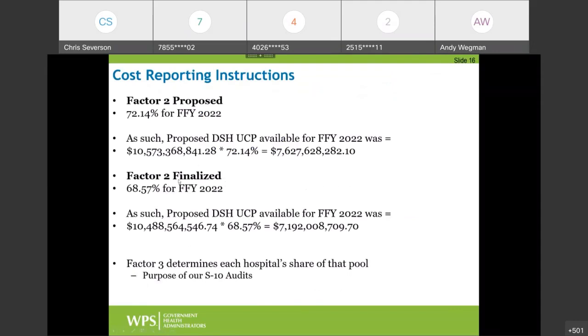Here's the information I had. Now, the first slide that I sent out actually only had the proposed data. This is updated for the finalized data. It was in the same Federal Register, just later on, about a page later. So this is the total amount that's being spread across all hospitals. So 7.1 billion there. And again, factor 3 is what determines each hospital's share of the pool. That's what our S-10 audits is all about.